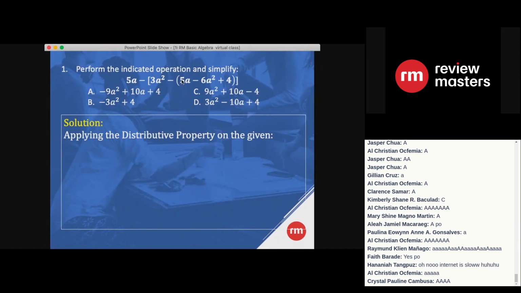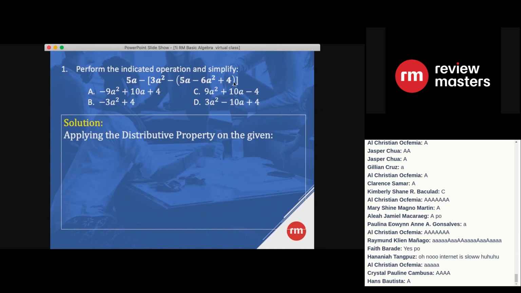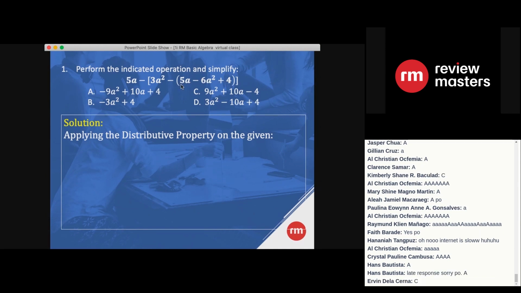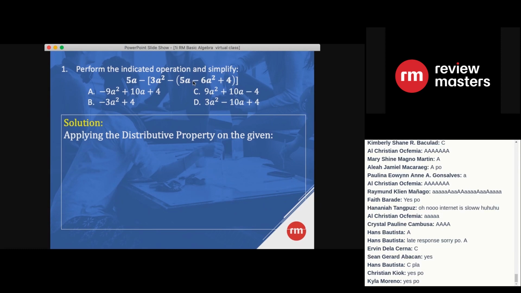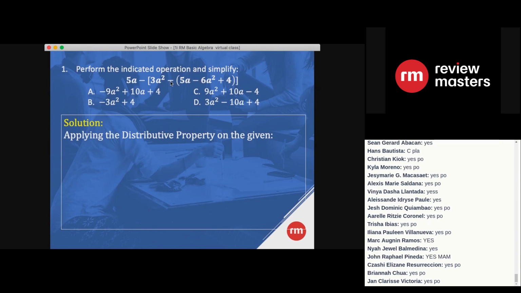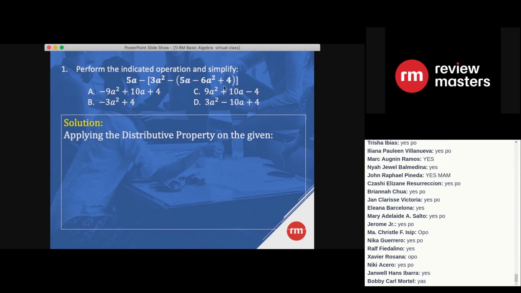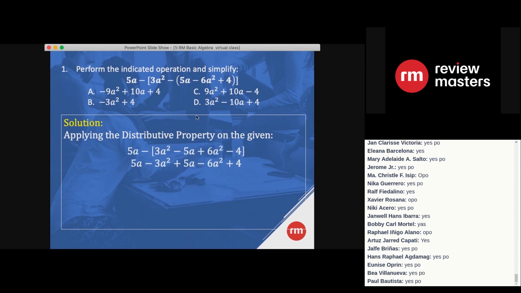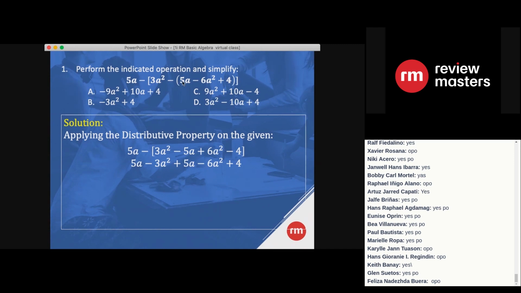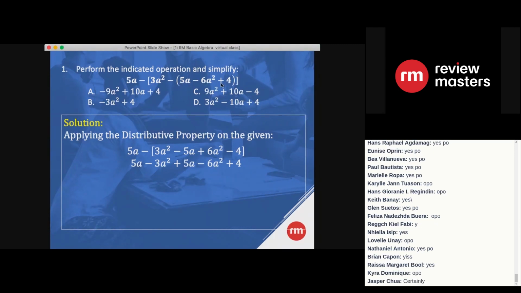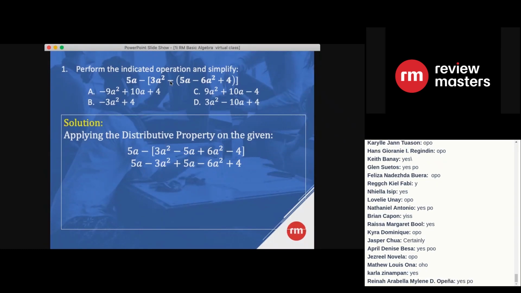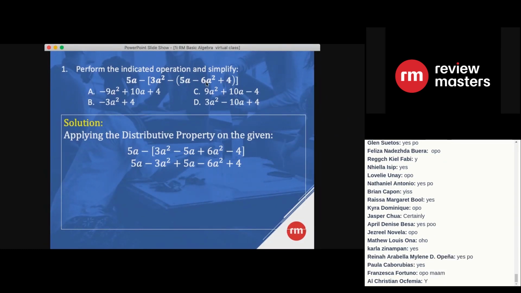So here, you can see this is the innermost parenthesis. Can you see my cursor? Nakikita niyo ba yung cursor ko? The one in the innermost parenthesis would be the 5a minus 6a squared plus 4. Okay, so since this one is in the innermost parenthesis, you have to apply distributive property. And since it is minus before that, so what you will have to do would be, ito ay change yung lahat ng signs nung nasa loob ng parentheses because you are going to distribute negative to each one of this.